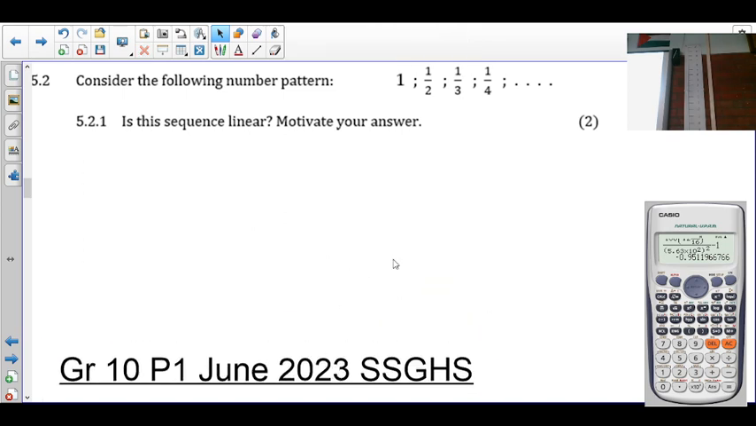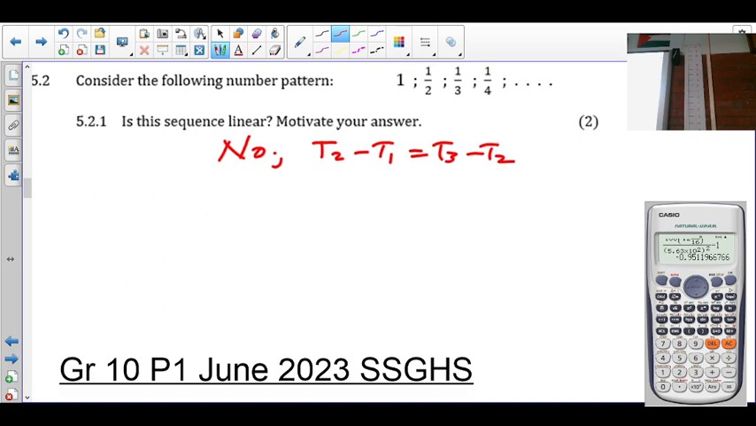People consider the following pattern. You got 1 over 2, 1 over 3, 1 over 4. The next term is going to be 1 over 5, 1 over 6, 1 over 7, and so on. Okay. Is the sequence linear? The answer is no. When is a sequence linear? If T2 minus T1 is equal to T3 minus T2. Okay, can you see that, people?